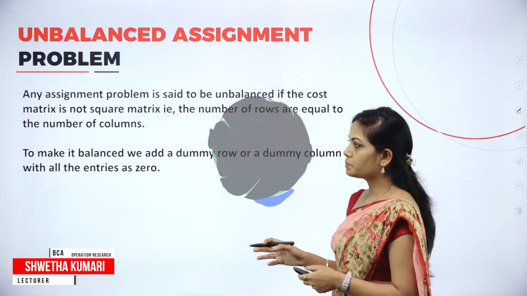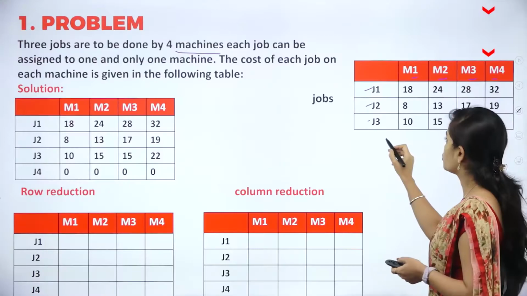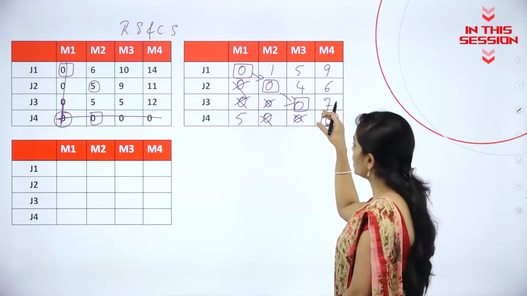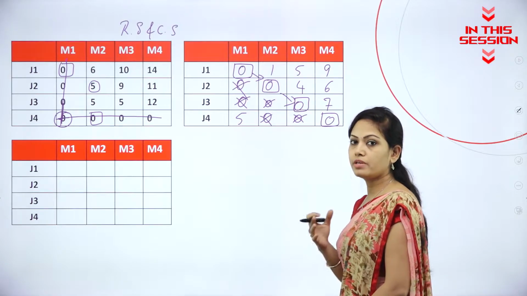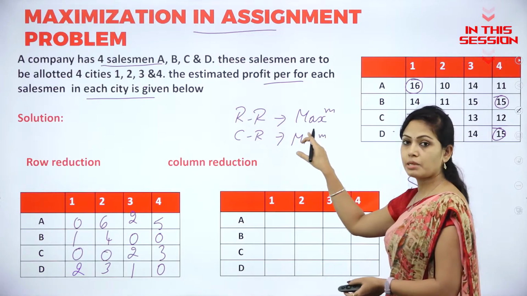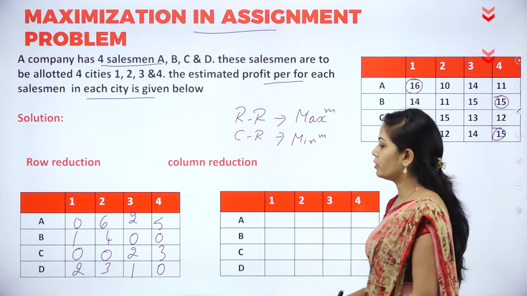So balance means the number of rows should be equal to the number of columns. So job is not equal to the machine values, right? So now you can cross verify whether it is a square matrix or not. In a maximization problem, for row reduction you have to select the maximum value, and for column reduction you have to select the minimum value only.